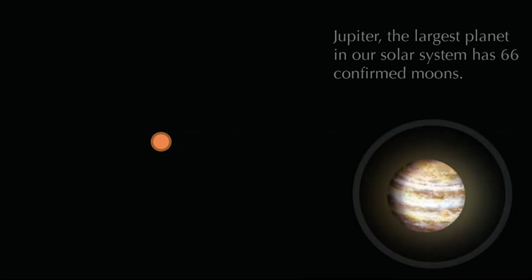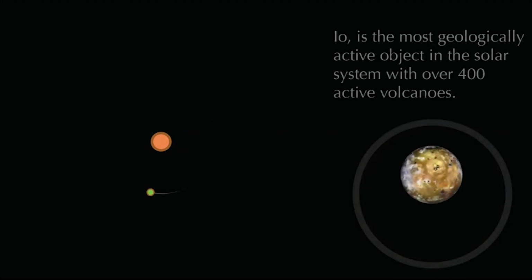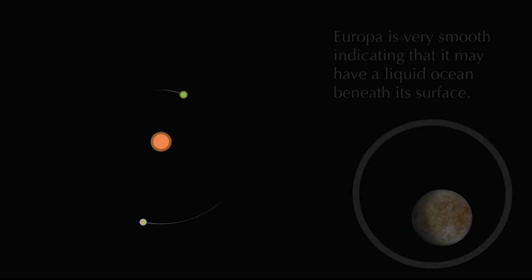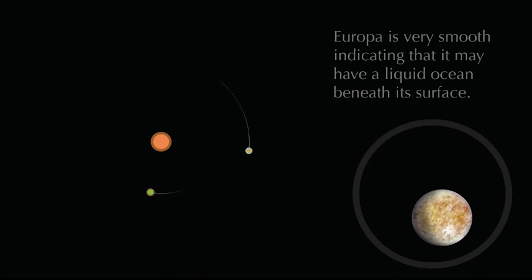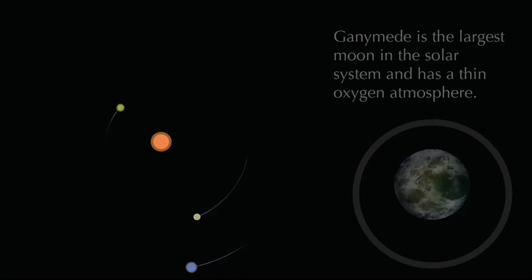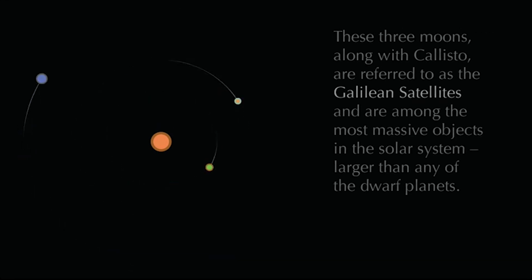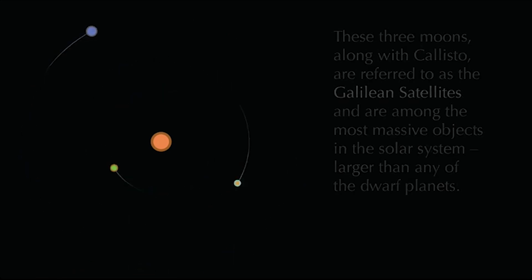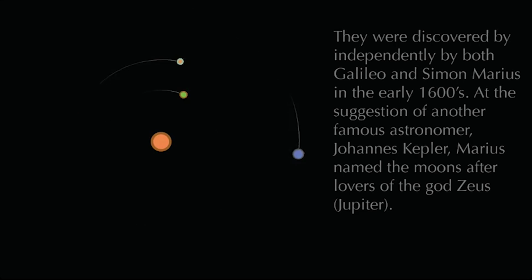There are many examples of orbital resonance in the solar system. The 3 inner Galilean moons, Io, Europa, and Ganymede, are in a 4-to-1 orbital resonance with each other. For every one orbit completed by Ganymede, Europa completes 2 orbits and Io completes 4.